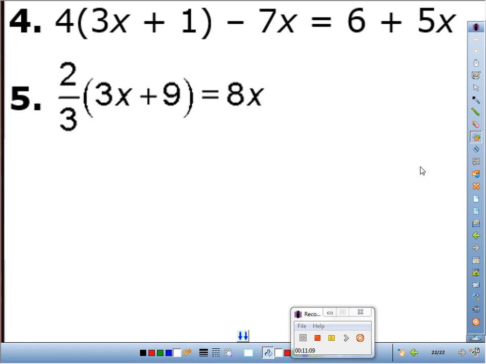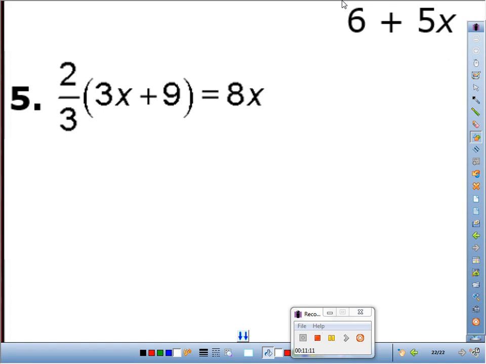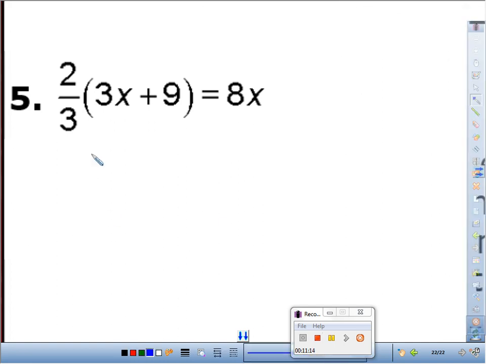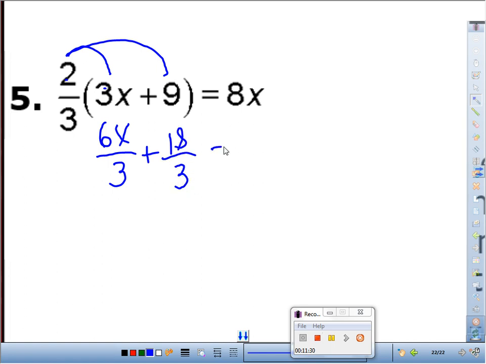Make some space. Focus, please. So here, I'm going to distribute the 2/3 in here, so this becomes 2 times 3x, that's 6x, and the denominator stays the same. 2 times 9, that's 18, and the denominator stays the same, equals 8x. Now, why did the denominator stay the same?